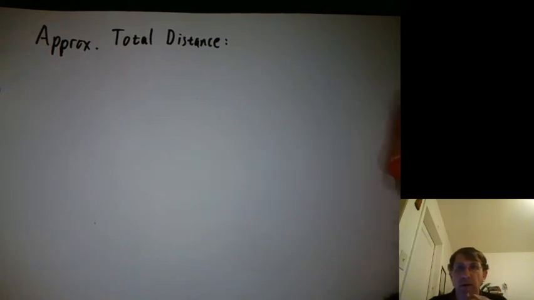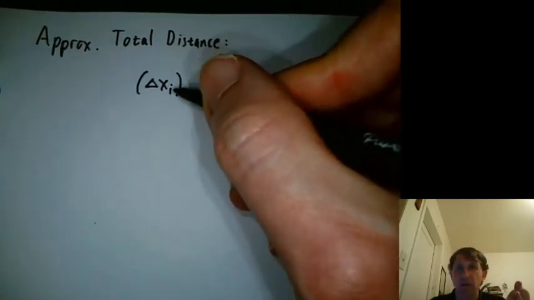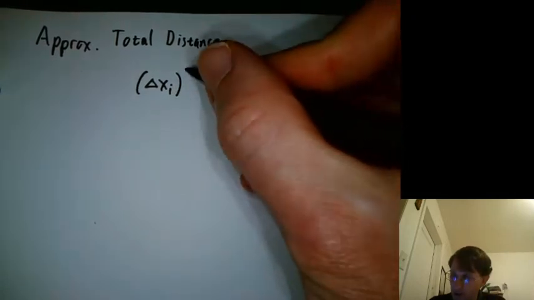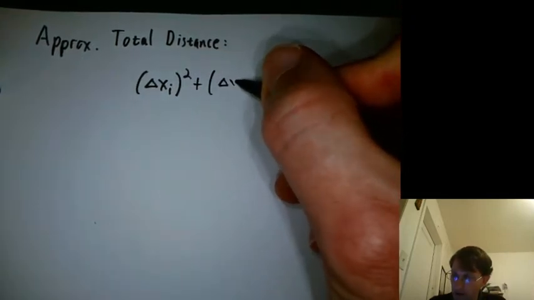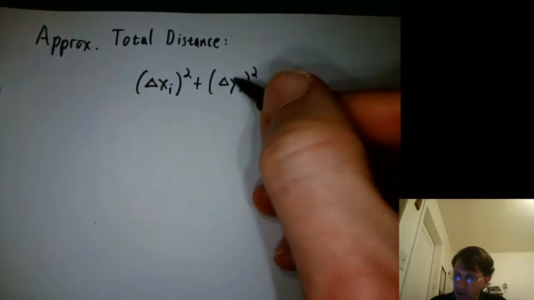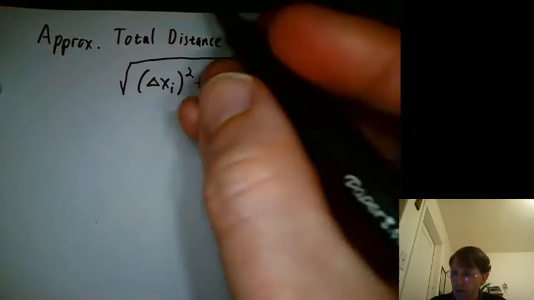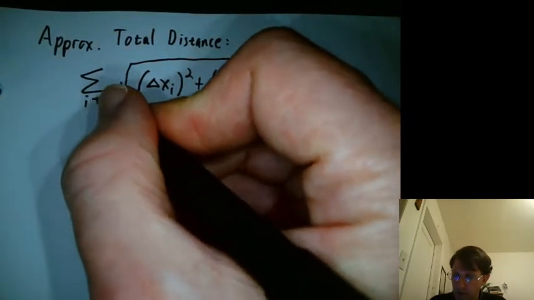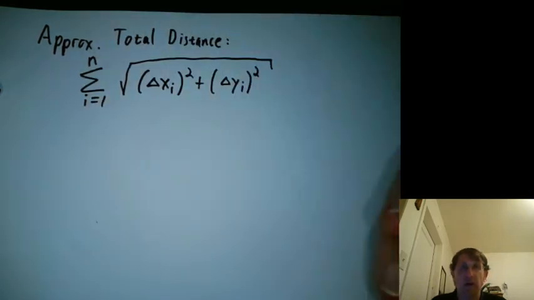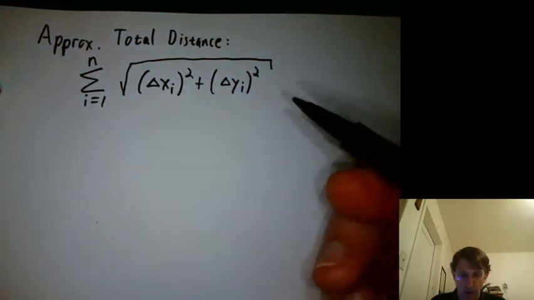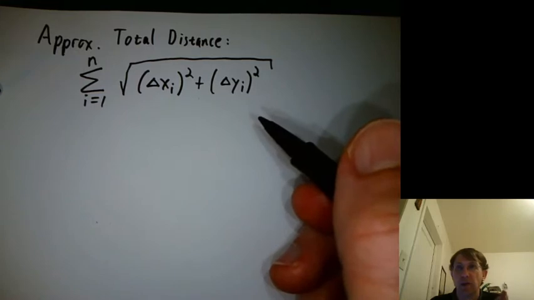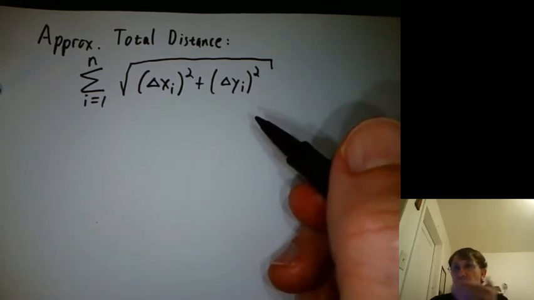Let's talk about the approximate total distance in the way we were thinking about it before. We were saying take the first delta x, the second delta x, etc., square it. Take the similar delta yi, square it, take the square root of all of that, and then add it all up. So we could say take the sum from i equals 1 to n if you have n data points. And that worked great for a data set, right? But what if instead of a data set, we have a mathematical formula for some kind of curve?